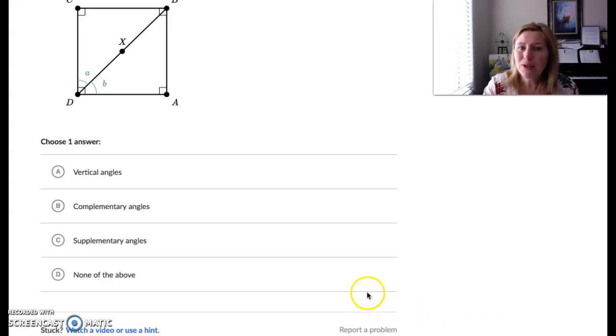Okay, now this one, ooh, this is kind of fun. Look, we have this square shape right here. And it shows us that each corner is 90 degrees. So again, I'm only looking at these angles right here, that when I put them together, angle A and angle B, they make 90 degrees, and that's complementary.